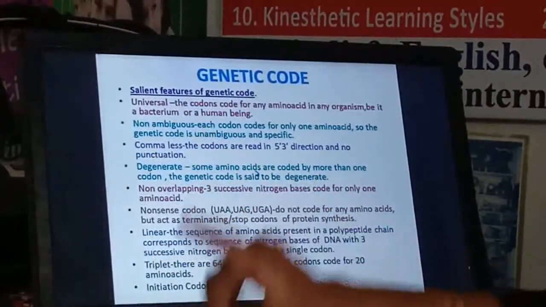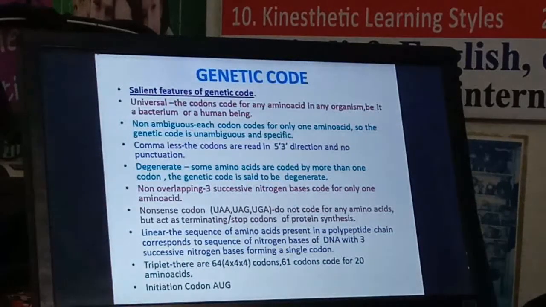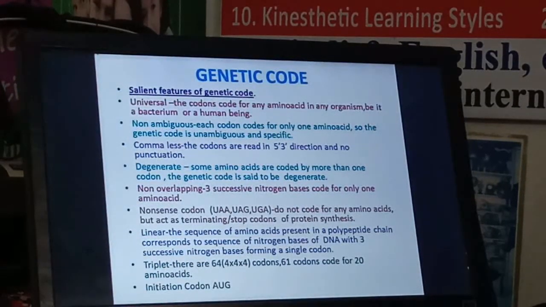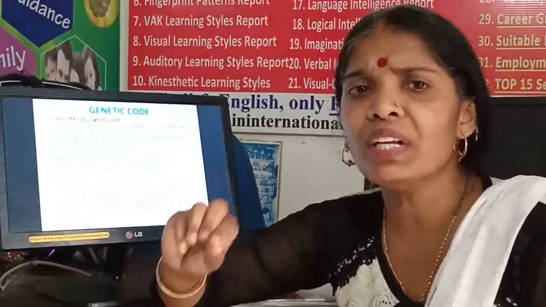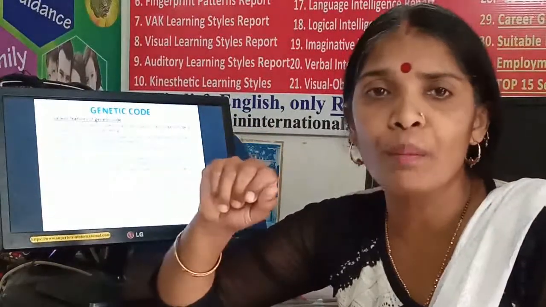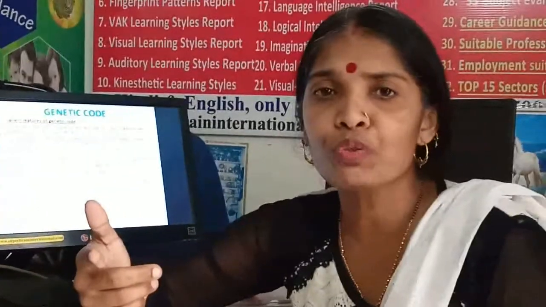The next salient feature is that the genetic code is commaless. Commaless means that when we write something in a language, we give full stops, commas, and other punctuation.